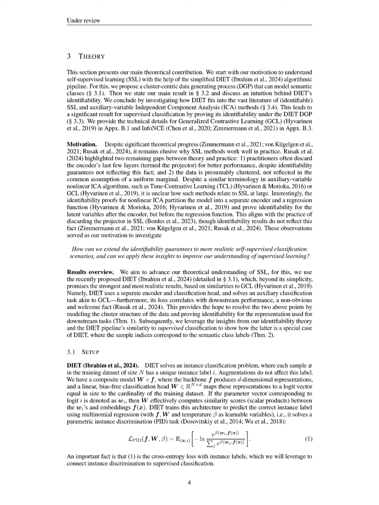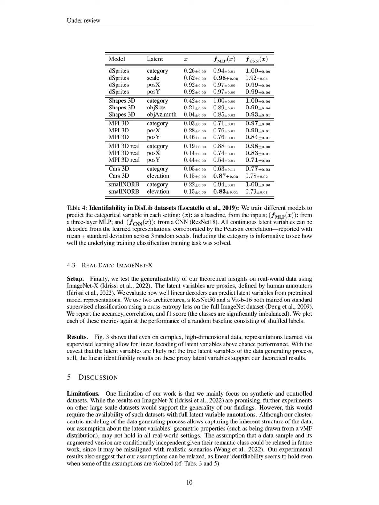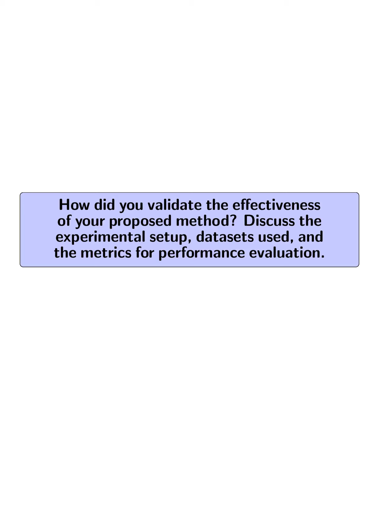Practically, DIET's architecture, which separates the encoder and classification head, allows for better alignment of learned representations with class vectors, enhancing the interpretability and transferability of features. Empirical results corroborate these theoretical insights, showing that DIET can effectively recover latent variables across various datasets, including synthetic and real-world scenarios like ImageNet-X. How did you validate the effectiveness of your proposed method?